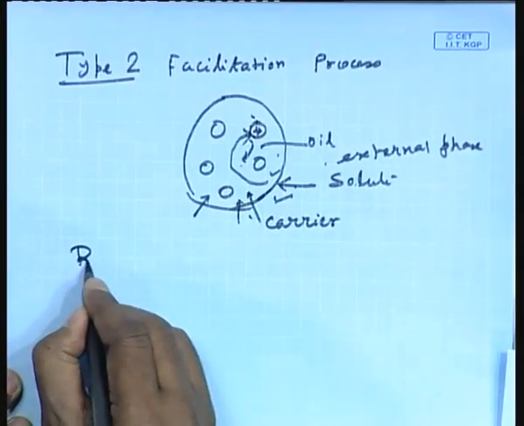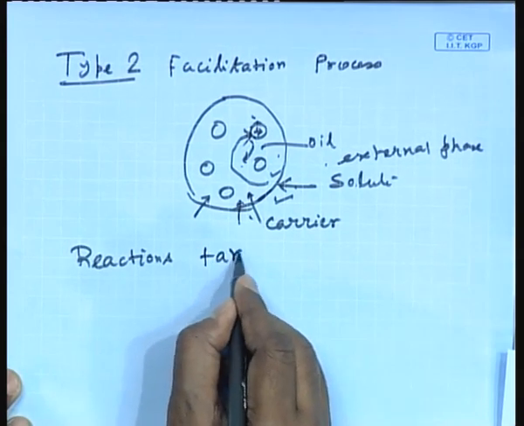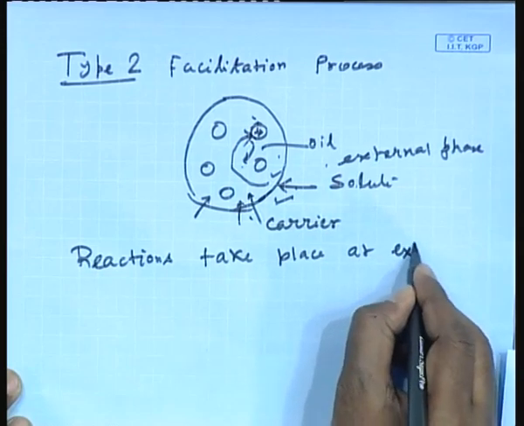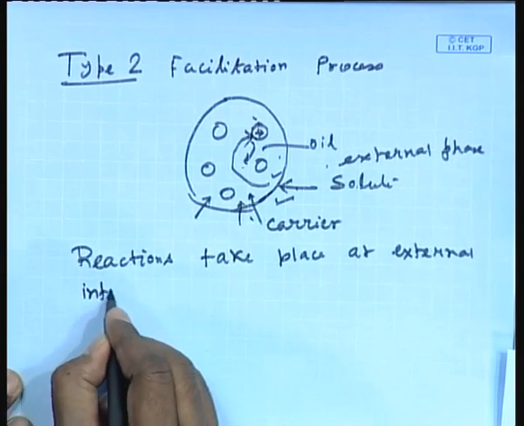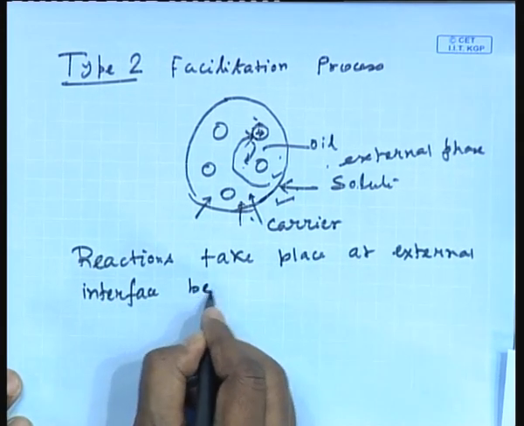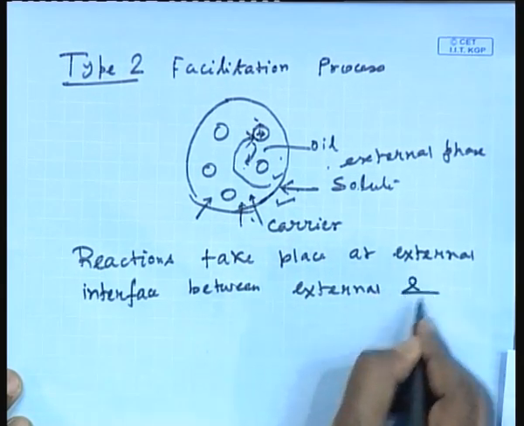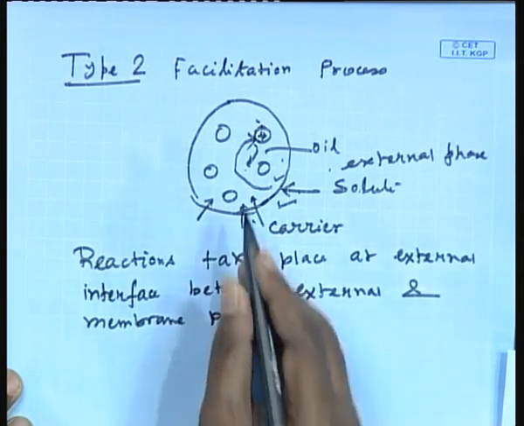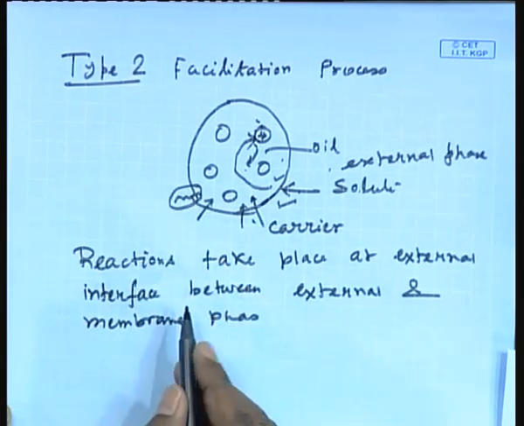Right. So, you will be having the reaction. So, there are two reactions that take place at the external interface between the external and membrane phase. I am talking about this boundary. Okay. This is the boundary we are talking about, the first reaction will occur.